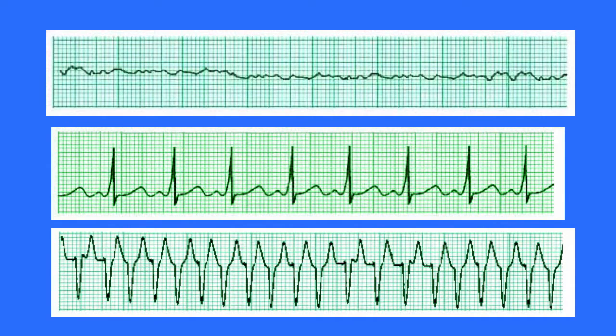So this is not as good of a situation as coarse VFib. The next one down, the middle one, has a normal sinus rhythm. Actually, it's a little fast in looking at it closely. Let's see, 300, 150, 100. Yeah, a little bit over 100, so a little bit fast.